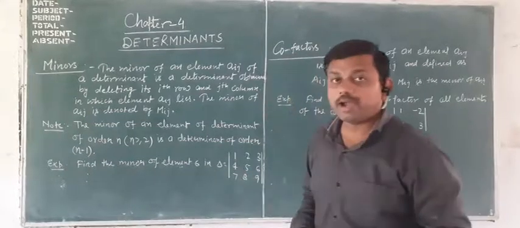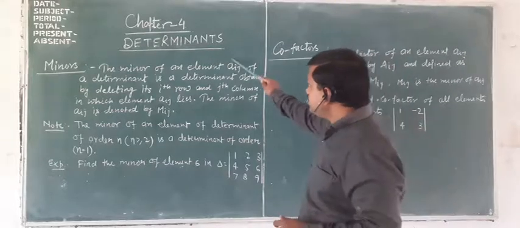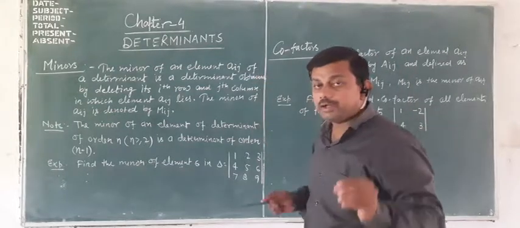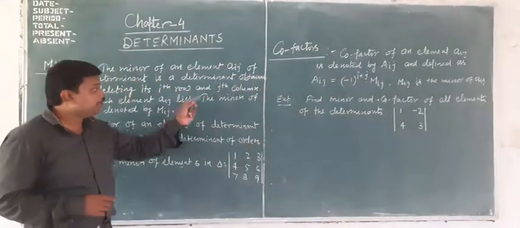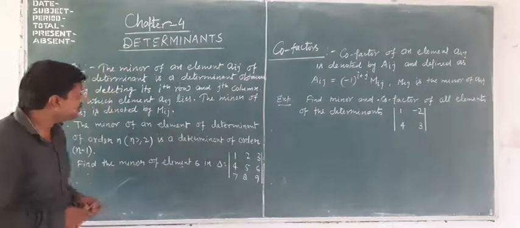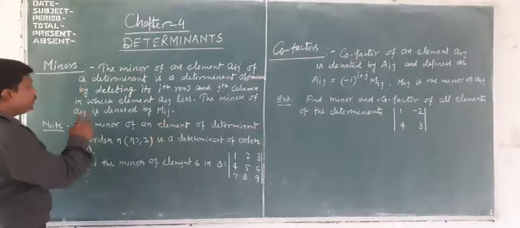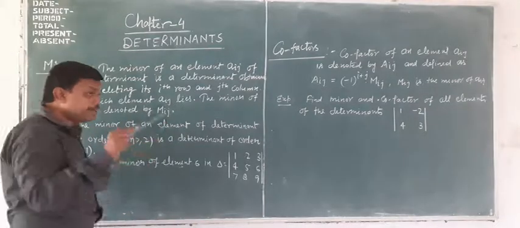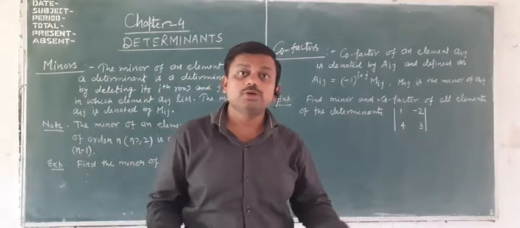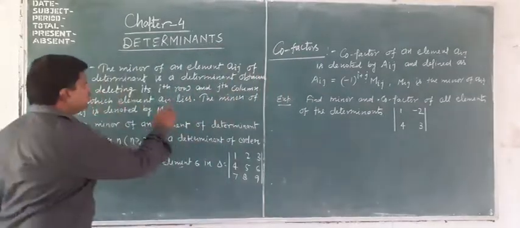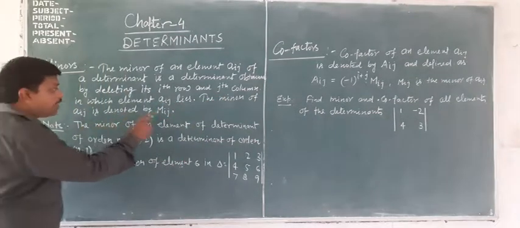The definition of minor: the minor of an element Aij, where Aij is the general element of the determinant, as all of you know very well. The minor of an element Aij of a determinant is a determinant. It means the minor of every element is also a determinant, obtained by deleting its ith row.